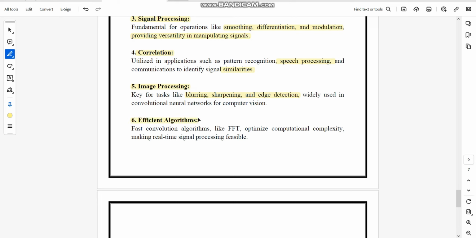Efficient algorithms. Fast convolution algorithms such as the fast Fourier transform (FFT) for efficient convolution in the frequency domain are widely employed in DSP. These algorithms optimize the computational complexity, making real-time signal processing feasible.